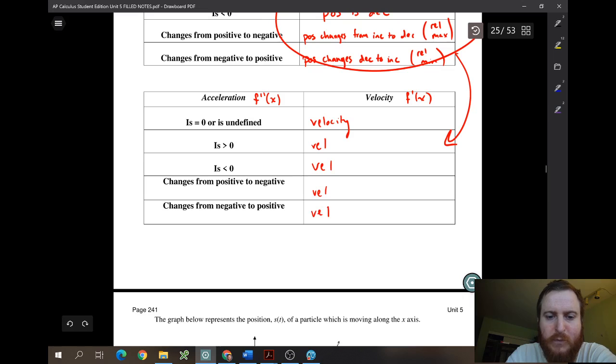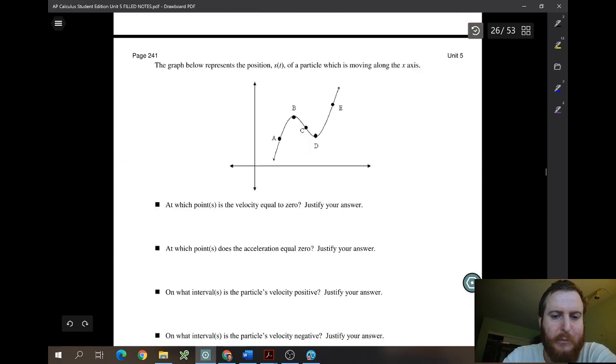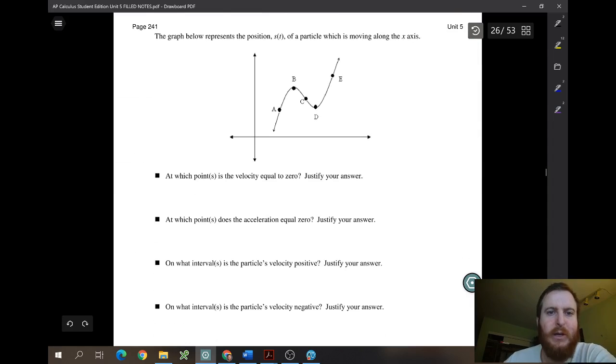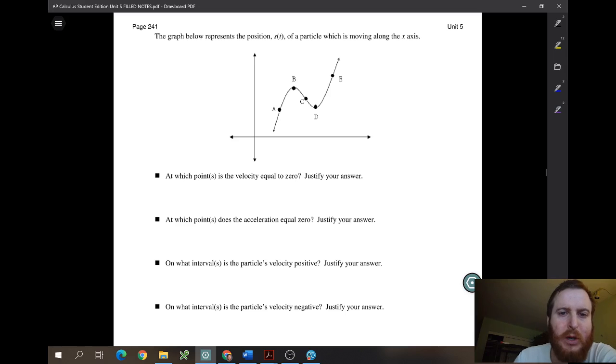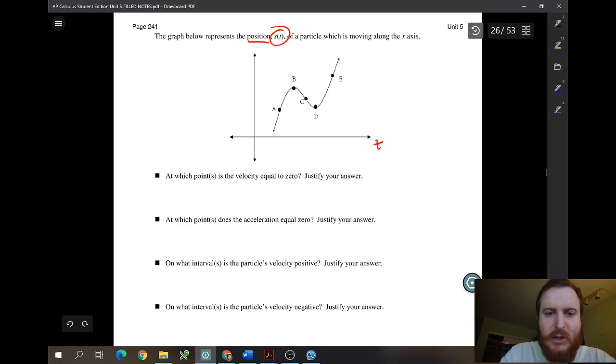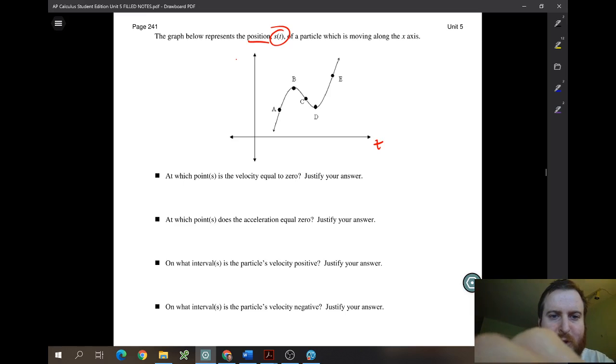Okay. So looking at a graph, it's very important when we see a graph to make sure that we look at what they give us. This one gave us the position. Like I said, sometimes they'll use S, but they gave us the graph of the position. So this is not the graph of the velocity. It's not the graph of the acceleration. It's the graph of the position. So this is time, and this would be position. They're calling it S of t.